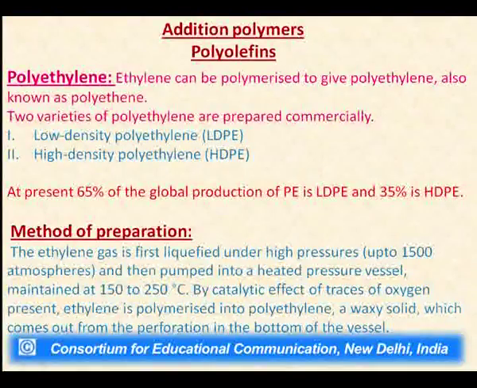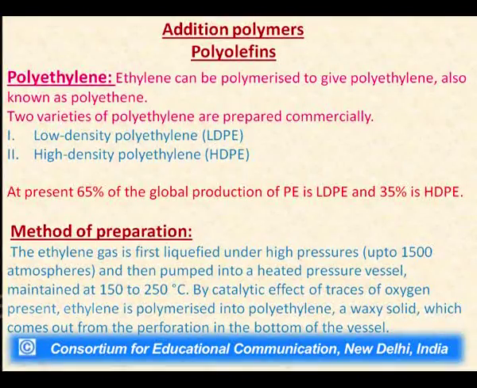Polyethylene can be polymerized from ethylene monomer and is also known as polythene. Two varieties of polyethylene or polythene are prepared commercially. One of them is the low density polyethylene, that is LDPE, and the other is the high density polyethylene, that is HDPE. At present, 65% of the global production of polyethylene is low density polyethylene, while high density polyethylene is only 35%. Now comes the method of preparation, that is how we will prepare polyethylene from ethylene.